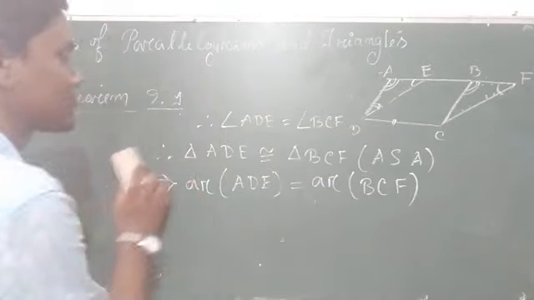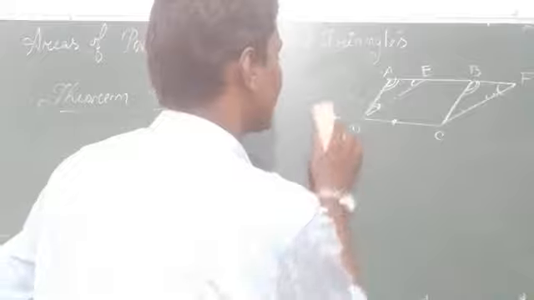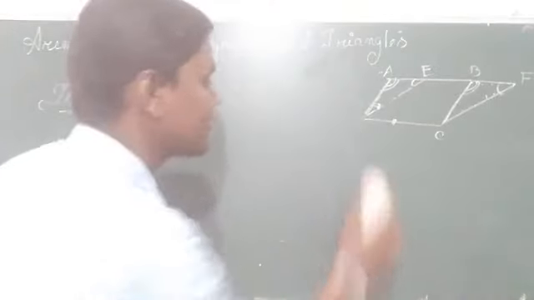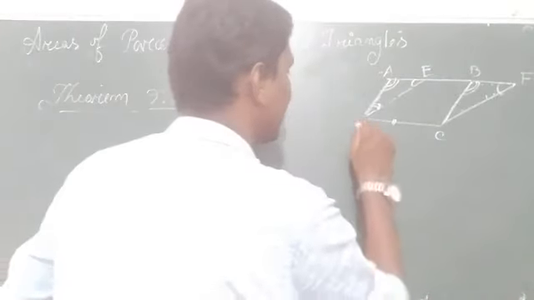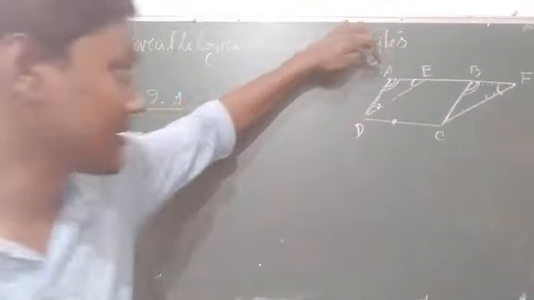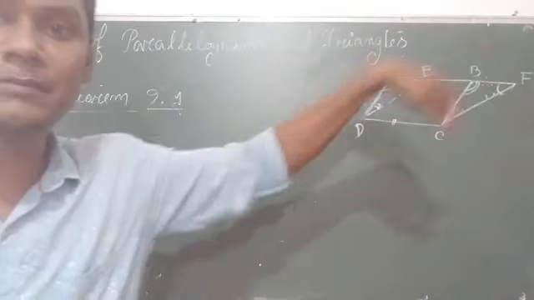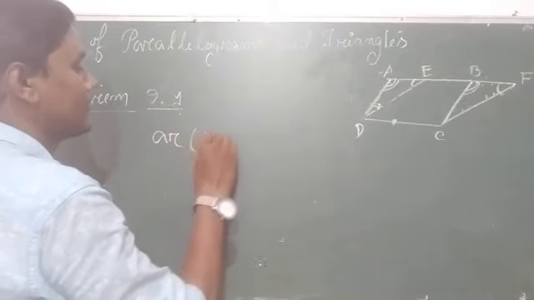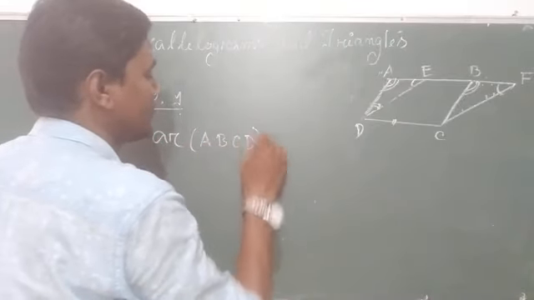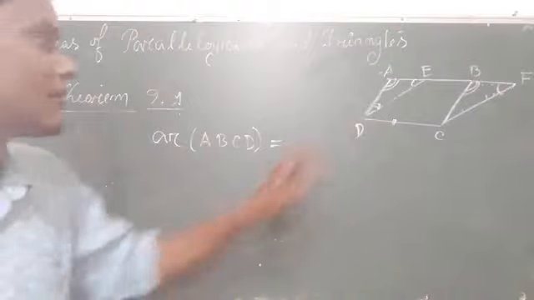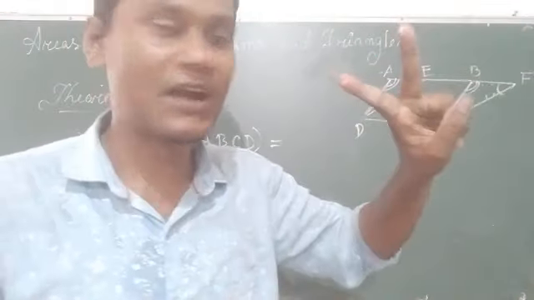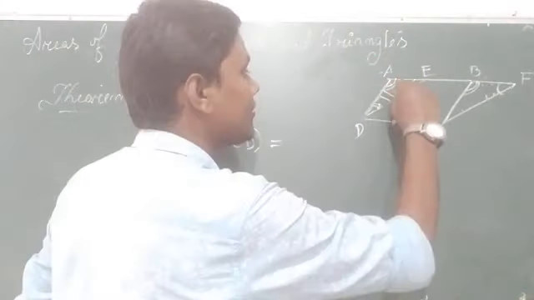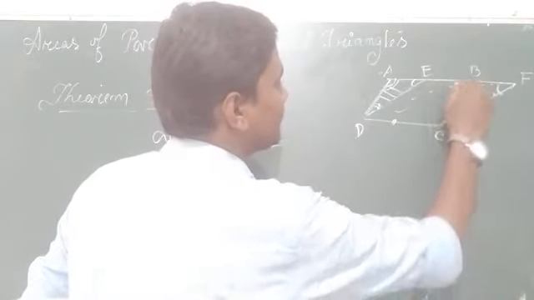After that, the next part is very interesting. How to prove the next part? See how I will write. Next I will write parallelogram ABCD as area ABCD is equal to, and ABCD I can break into two parts. You see here, one triangle and the other one is the remaining part.